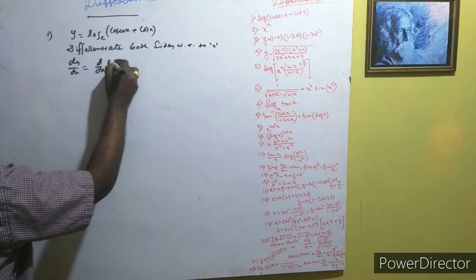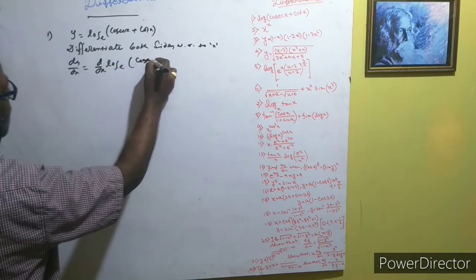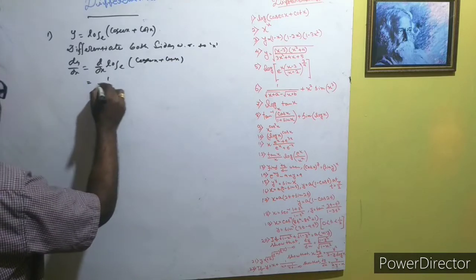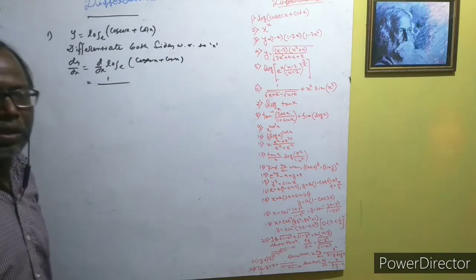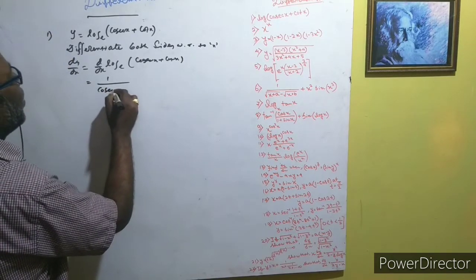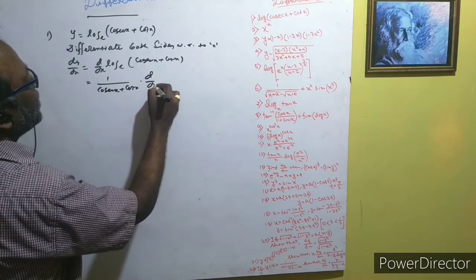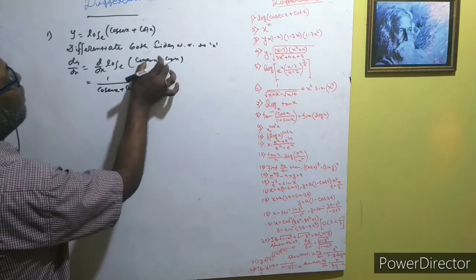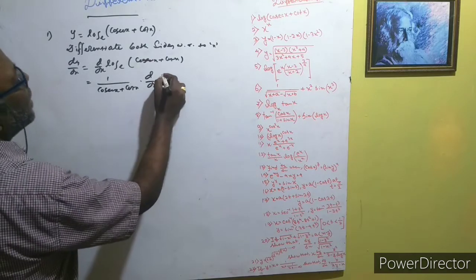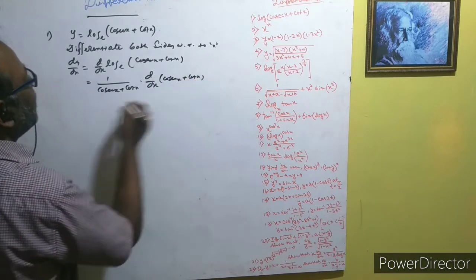d/dx of log to the base e of the function cosec x + cot x. The derivative of log of something is 1 by that something, times the derivative of the function, that is cosec x + cot x.